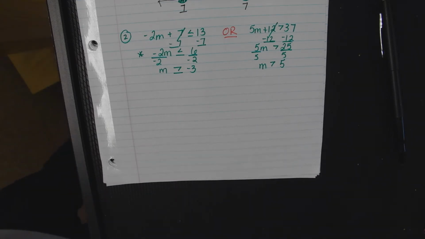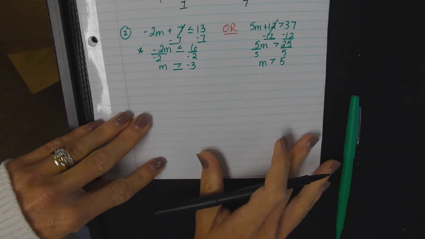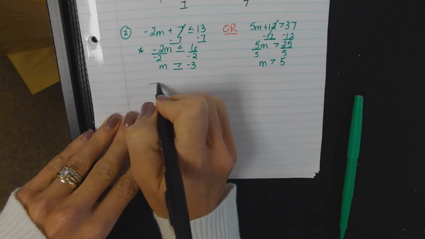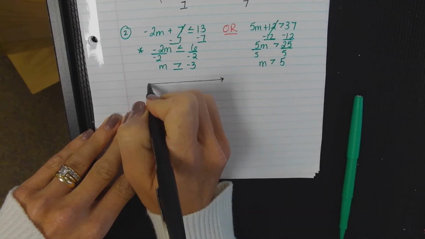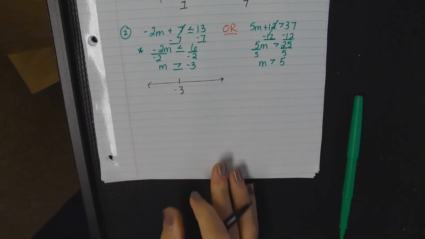Actually, the graph's kind of weird here. I'm going to do 2 graphs and then we'll add them together. All right, so here's my negative 3. Tyler, look at this.